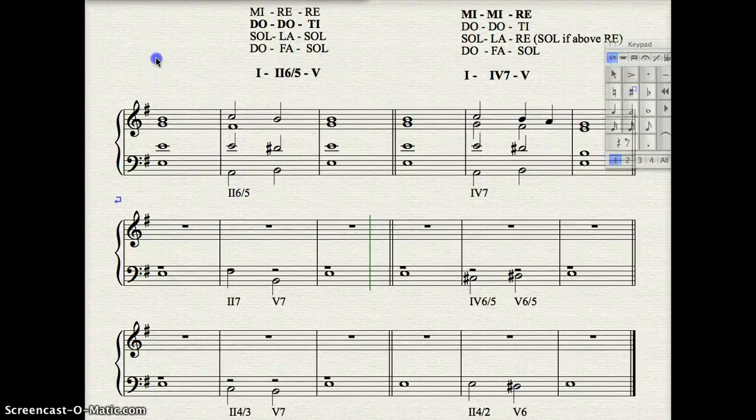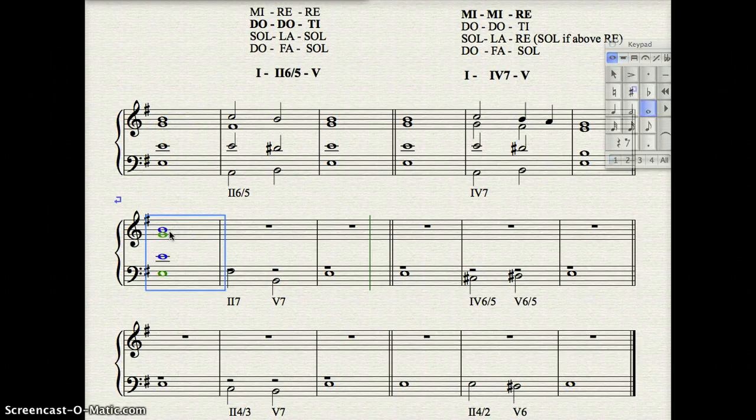Hello again. This is a tutorial on other versions of the II7 and the IV7. At the top here I've included the most common versions, the 2-6-5 and the 4-7 that we learned in the previous tutorial. So a lot of the same voice leading is going to apply, particularly with the resolution of the sevenths, but other aspects are going to differ.